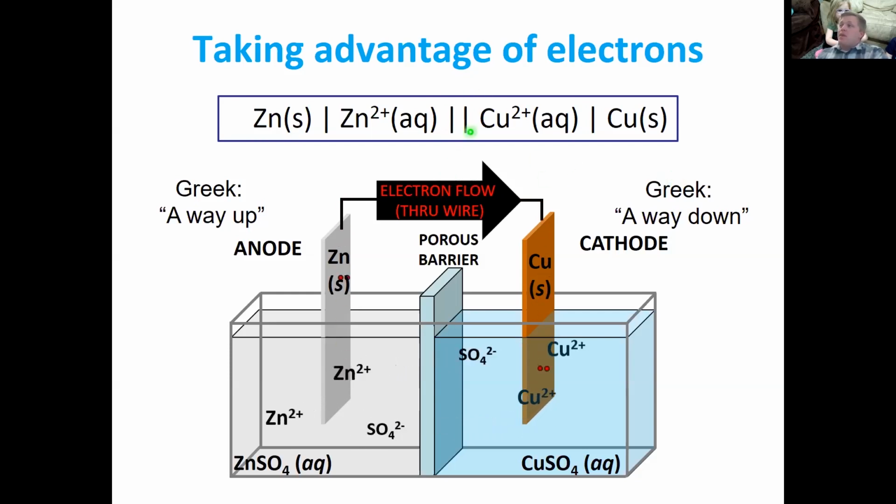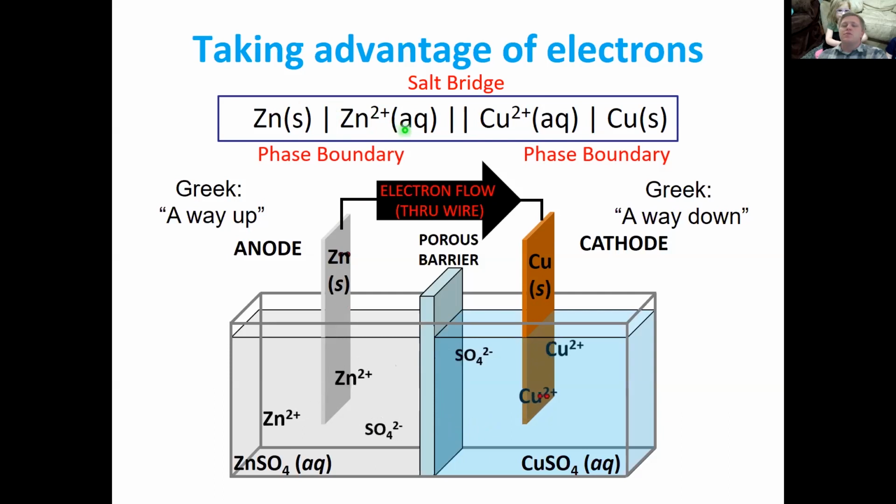All right. Now these double lines here in the middle indicate a salt bridge or porous barrier, some sort of junction between the two half cells. And then these single lines on either side indicate phase boundaries or a reaction boundary. So here these are going from solid to aqueous across these phase boundaries.